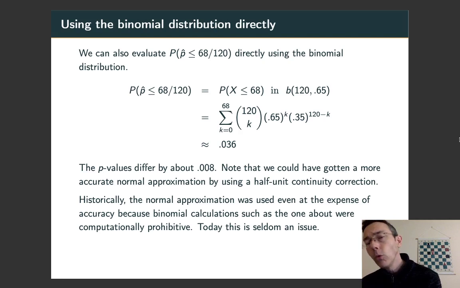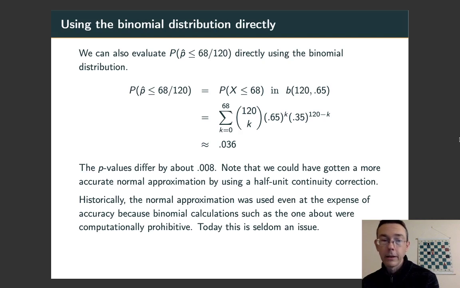Okay, a few words about the binomial distribution. The whole game here in doing the significance test was to evaluate the probability of getting a p hat less than or equal to 68 out of 120 just by random chance. And we did that in the previous slides using a normal approximation. Historically, that was by far the easiest thing to do. There were normal tables, and you could just look them up. In contrast, evaluating this directly using the binomial distribution was computationally prohibitive.